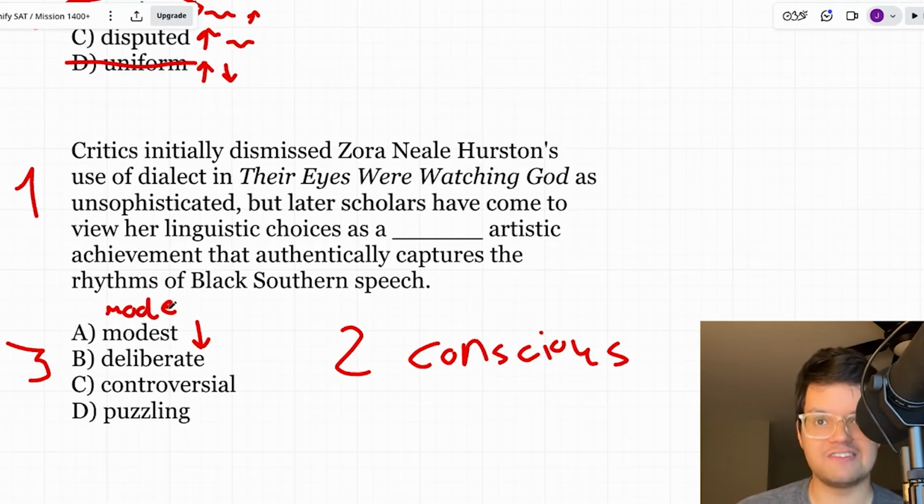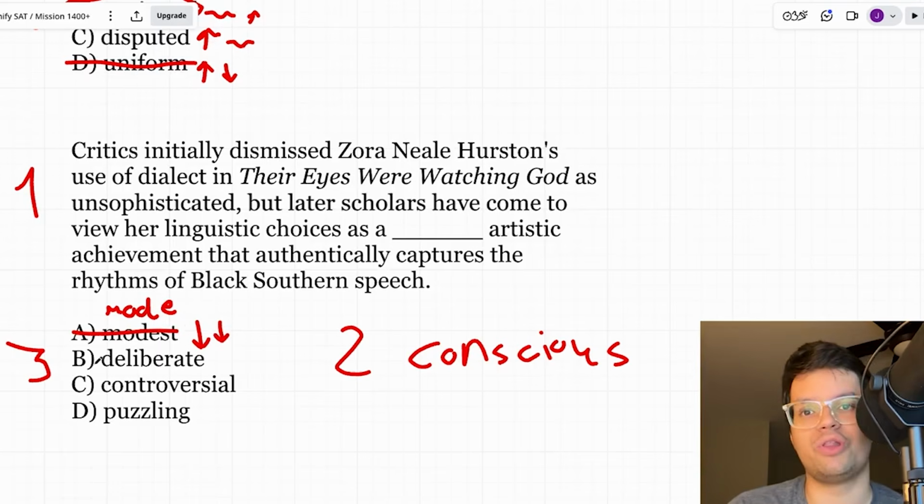So modest kind of gives me the idea of something in the middle, something very common. I don't think it really works, because a common or low artistic achievement is not what they're trying to say here. So probably low likelihood as well. So probably wrong.